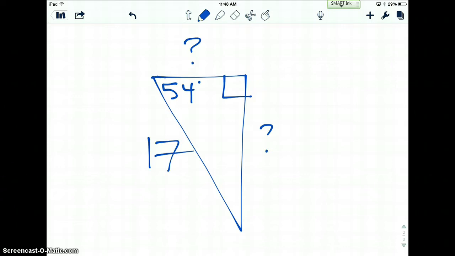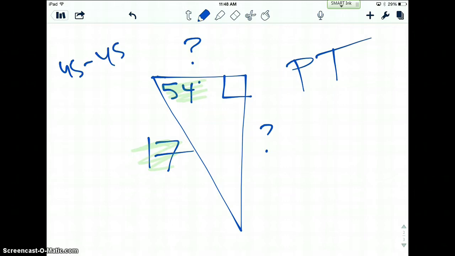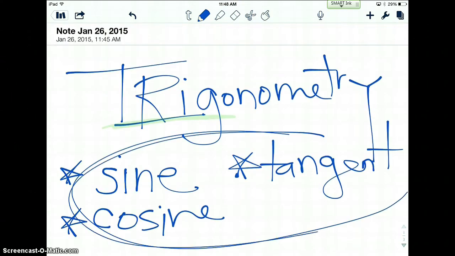So when I look at this, I can't use the Pythagorean theorem because I'm only given one side length. I'd have to be given at least two. I could not use the properties within the special right triangles because this 54 degrees tells me this is not a special right triangle, because it's not a 45-45-90 and it's not a 30-60-90. So how the heck do I do this? Well, I have to use the sine, cosine, or tangent ratios.